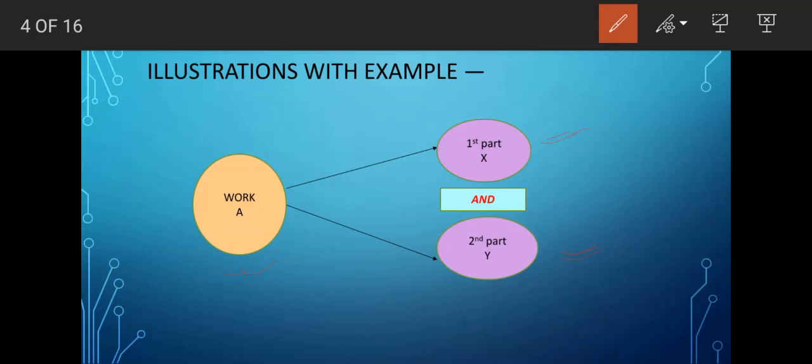the fundamental principle of multiplication, both these two parts, the first part X and the second part Y of work A, are to be completed. Neither the first part nor the second part is to be ignored. That is why, as both the parts are to be taken into consideration, these two parts are joined in terms of 'and'. So we can understand that this 'and' implies the fundamental principle of multiplication.